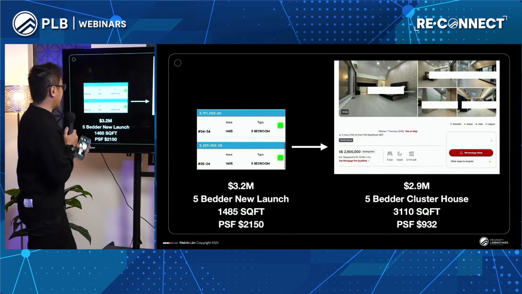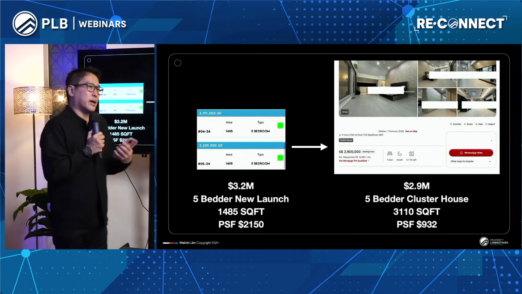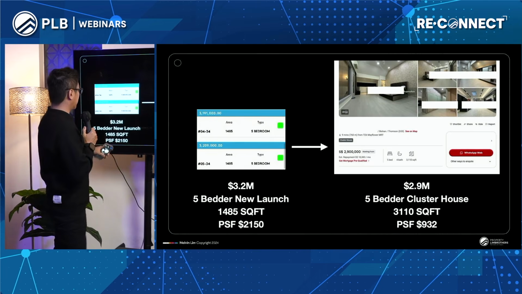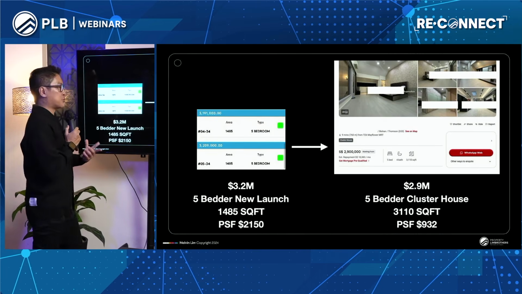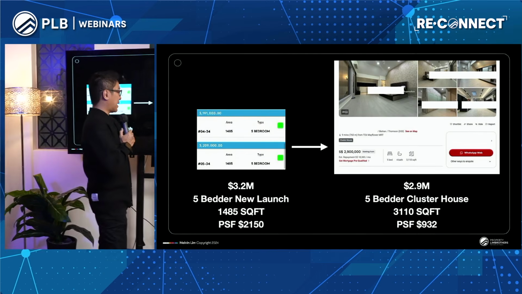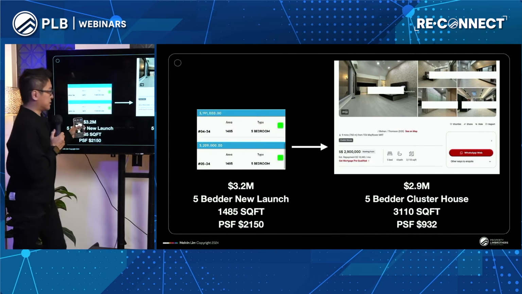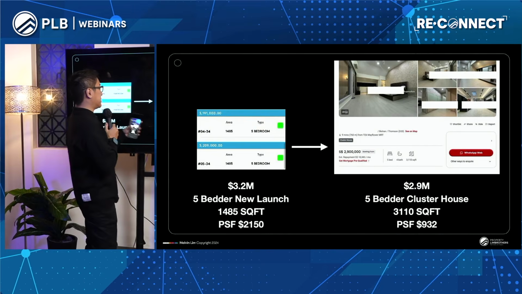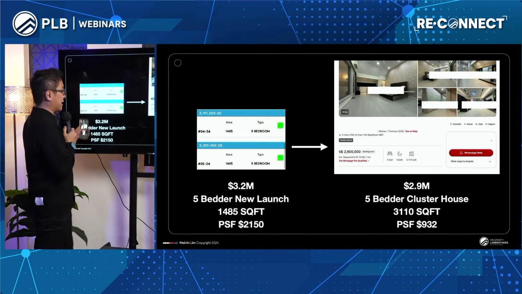And something very important is the 5-bedder. A lot of people don't realize that the rarity of the 5-bedder is still there. A 5-bedder currently launching at a new launch would be approximately 3.2 million on average. If you compare it to a cluster house at 2.9 million, this will definitely be better in terms of opportunity, because the square footage is probably lesser, but in terms of price range, this will definitely be a bit higher as compared to here.